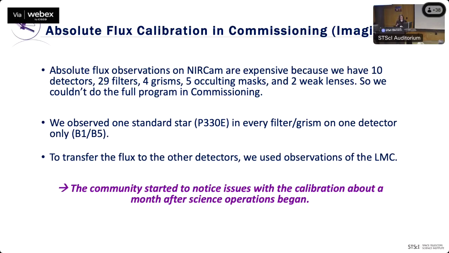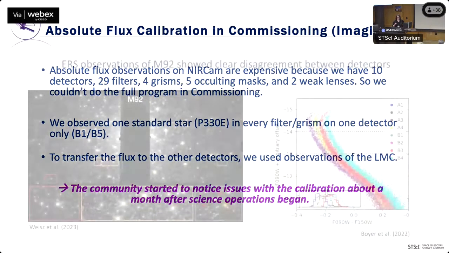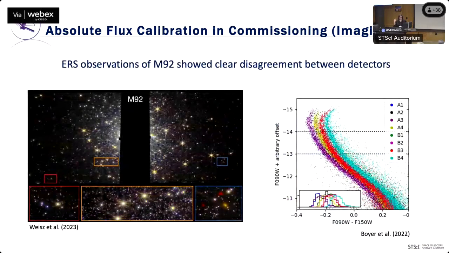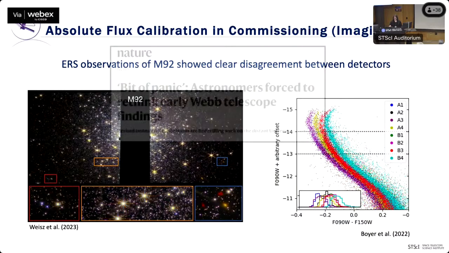And the community started to notice right away that it wasn't really working that well. And then when one of the ERS programs observed a globular cluster, it became really obvious that there was a problem. This is M92 from the Stellar Populations ERS program, and we're seeing multiple main sequences that shouldn't be there, and that is from all the different detectors in NearCam, right? And so this was a problem, and basically we dropped everything to get this fixed, and we pulled a whole bunch of the calibration observations forward so that we could do it quickly. And that is what I'm going to show you today.